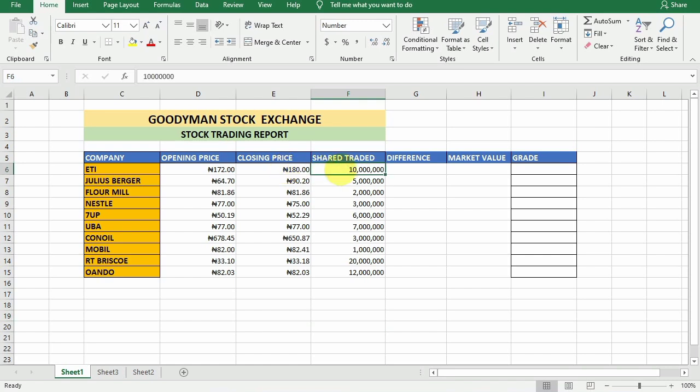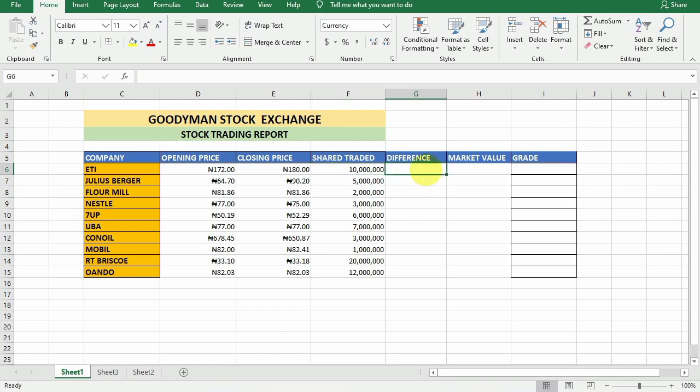Now that's by the side. The share trade is the amount of value the company has outside its body. Let me say, the amount of shares that can be realized from the company. For the first company we have about 10 million shares, followed by 5 million shares, 2 million shares, 3 million shares. All these are by the way. Our main goal is to understand how we can apply logic in this word context.